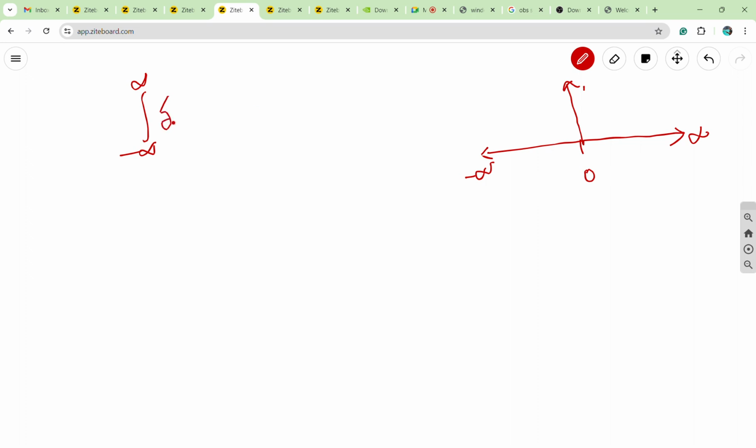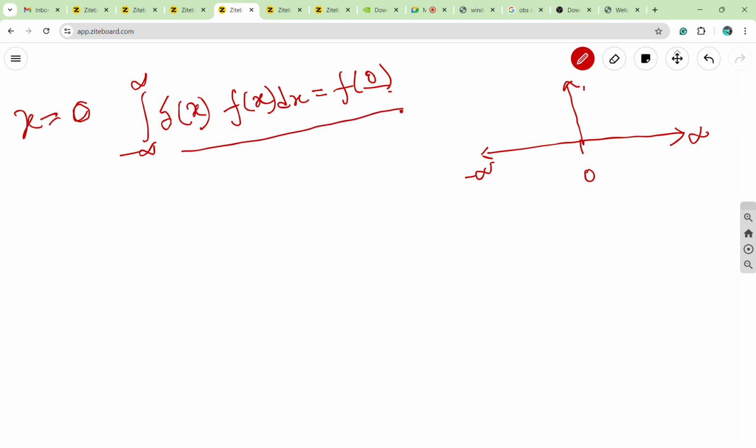Another property of the delta function we know is that if I multiply it by f of x, what it will be? f of 0, because at x equals 0 it only holds the value, right? So it only takes the value of f at 0. So this equation holds for the delta function because it can only exist at x equal to 0.